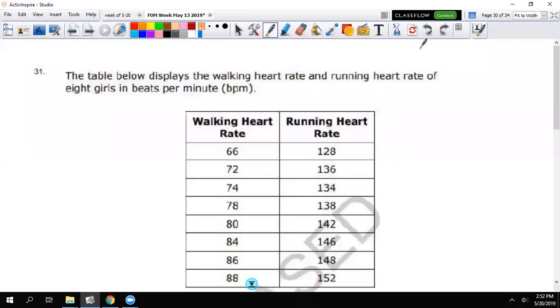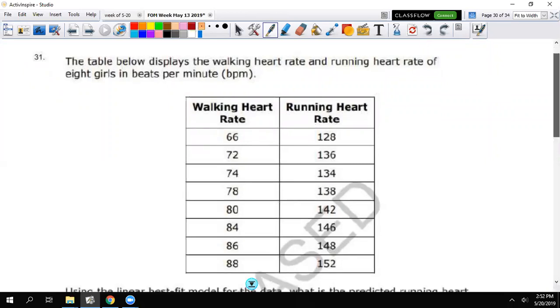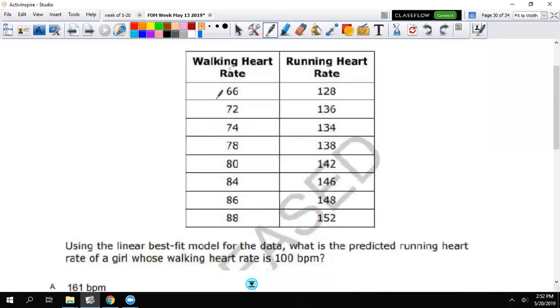Okay, so here is our question number 31. The table below displays the walking heart rate and running heart rate of 8 girls in beats per minute. Our walking heart rate here, our running heart rate here, it wants us to use the linear best fit model for the data. We want to figure out the predicted running heart rate of a girl whose walking heart rate is 100 beats per minute.